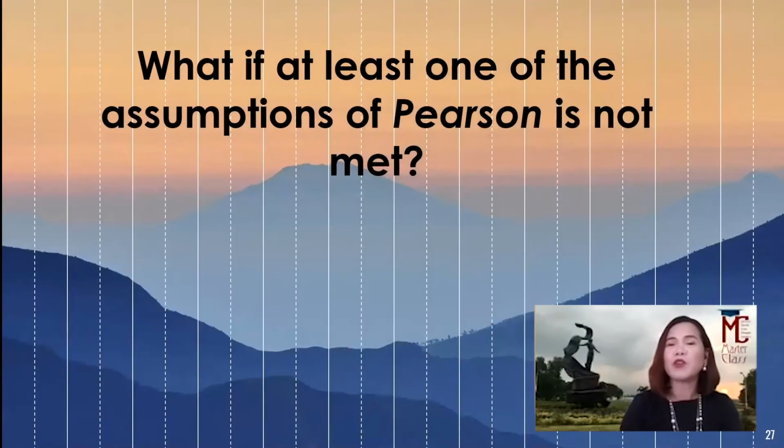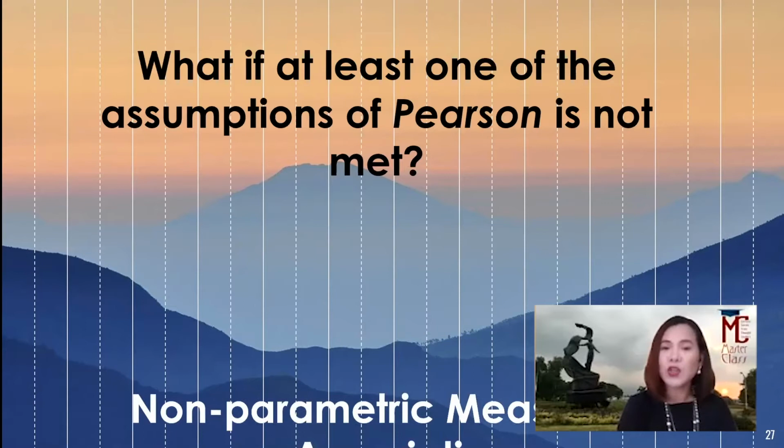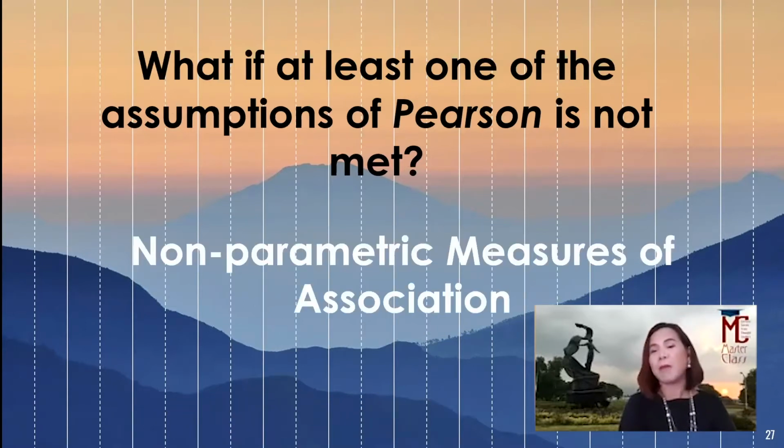At least one of the assumptions of Pearson is not met. At least one of the assumptions that I have mentioned. So what are you going to do? You can use any of our non-parametric measures of association. Again, it still depends on the characteristics of our data. Earlier, I already mentioned some of the coefficients under the ordinal and nominal.